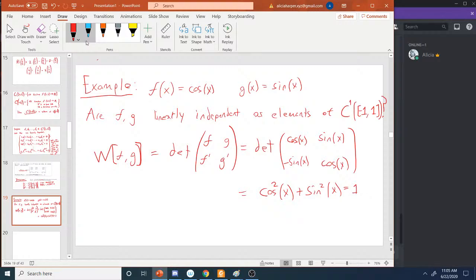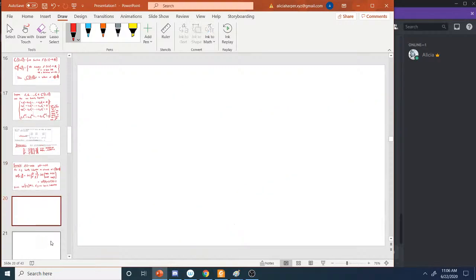So given that this is true, we see that the Wronskian is always equal to 1. So since the Wronskian of f and g is not equal to 0, f and g are linearly independent. Let's do another example.